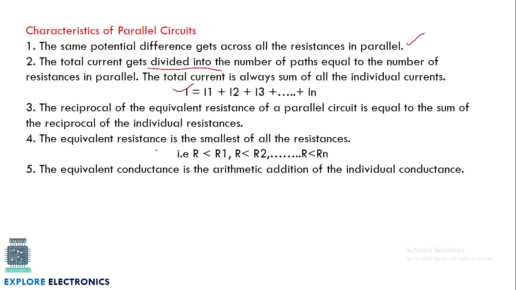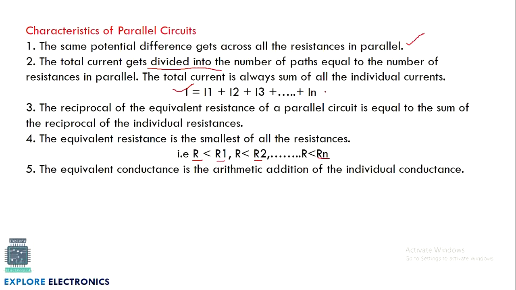And again, the equivalent resistance is the smallest of all the resistances. In series it is bigger than all the resistances, but here the equivalent resistance of a parallel circuit is less than the individual resistances we have in the circuit. And the equivalent conductance is the arithmetic addition of all the individual conductances.